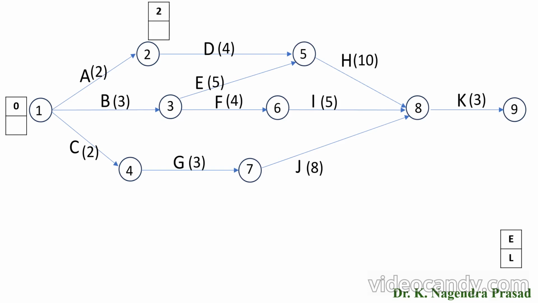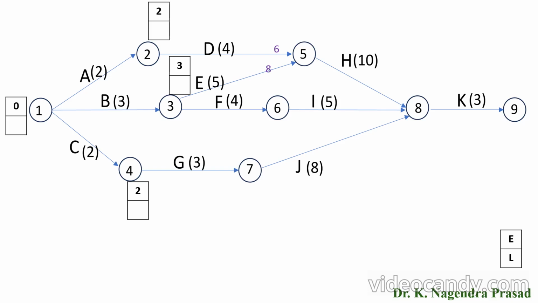Next, for the activity B, start time is 0, finish time will become 0 plus 3, it is 3. Next, for activity C, start time is 0 and finish time will become 0 plus 2, that is 2. Next, for activity D, start time is 2 and finish time will become 2 plus 4, 6. Next, we have to look for the activity E, start time is 3 and finish time will become 3 plus 5, that is 8.